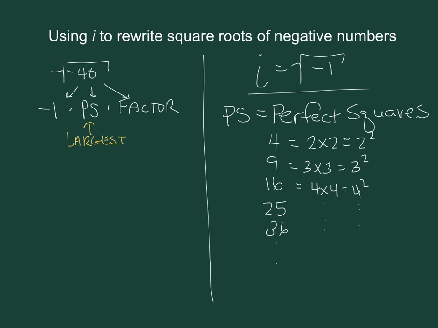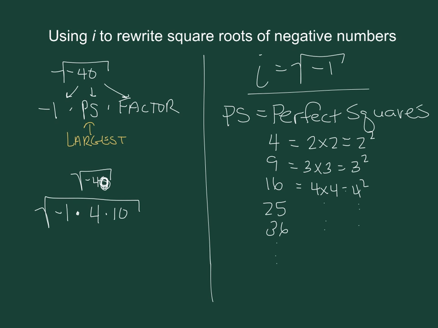Okay, so for negative 40, let me just bring this down. Sorry, that should be a 0, not a 6. Negative 40, I'm going to break into negative 1 times 4, because 4 is the largest perfect square that will evenly divide 40, and my remaining factor is simply 10. So I have negative 1 times 4 times 10, which is negative 40, all of this underneath the square root.